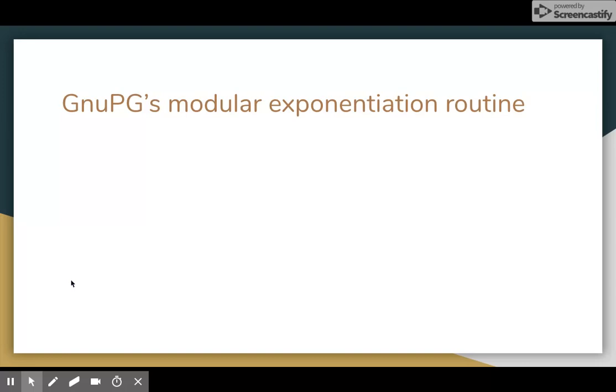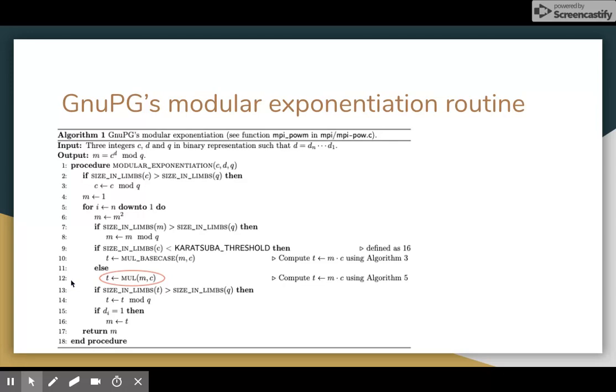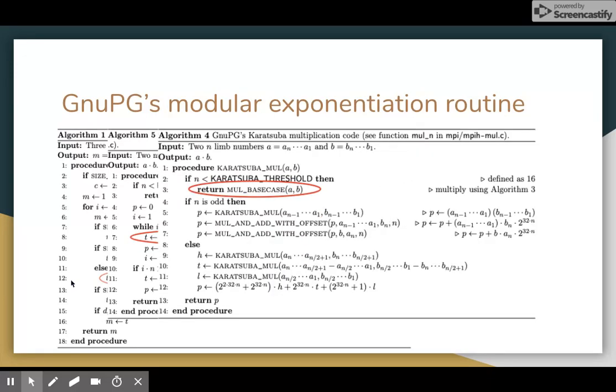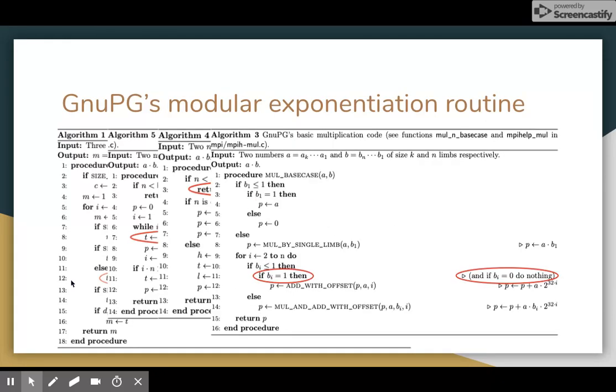Now let's try to exploit this. As a part of GnuPG's RSA implementation, we have the modular exponentiation routine that calls a multiplication routine within a loop, which also calls a Karatsuba multiplication within a loop, which also calls a basic multiplication routine within a loop. Now this routine also has a loop with an if statement that does a lot of computation if the current bit of b is 1, but does nothing if the bit is 0. This optimization is crucial for this attack, especially since it's so deep within so many loops.